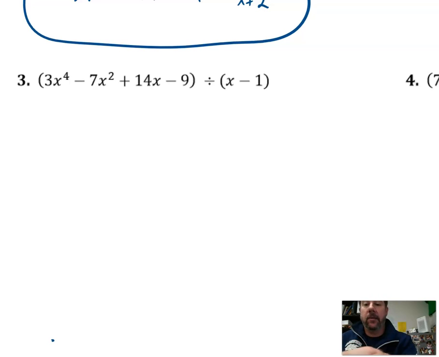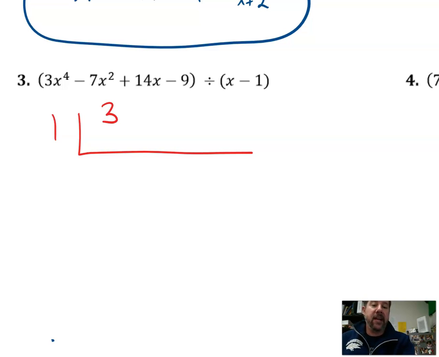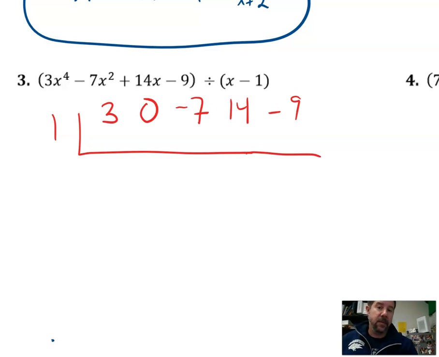Alright? Next one now. Upside down L. I need to change the sign, so positive 1 on the outside. 3, I don't have an x cubed, so again I need a 0. Don't forget it. Negative 7, 14, negative 9. Alright? Setup is relatively straightforward and simple.